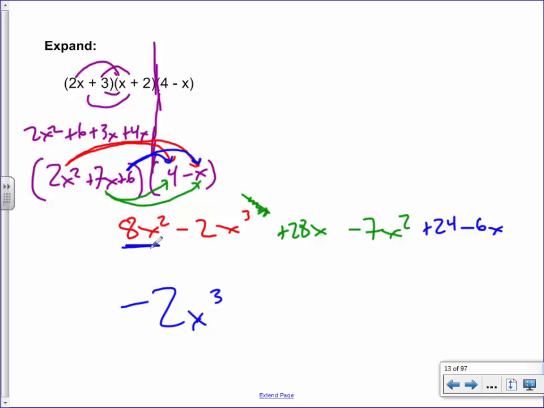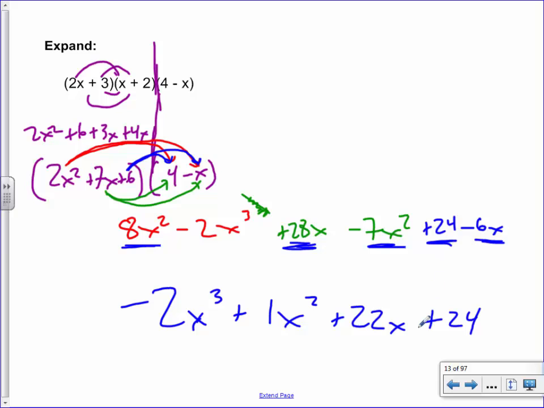So it looks like I've got 8 right here and 7 right there, subtracting. So that's 1x squared. Then for my x's, there's 28 and minus 6. So 22. And then there's just that 24 sitting right here. So this actually isn't quadratic anymore technically because the power is no longer the power of 2, it's the power of 3. But that's expanding.